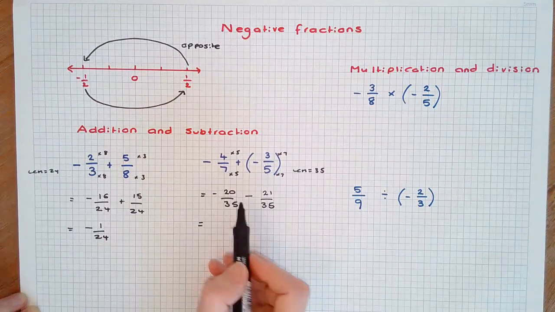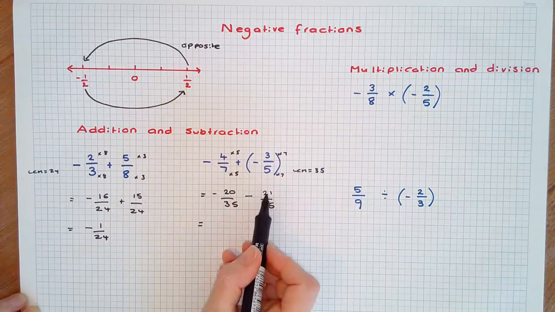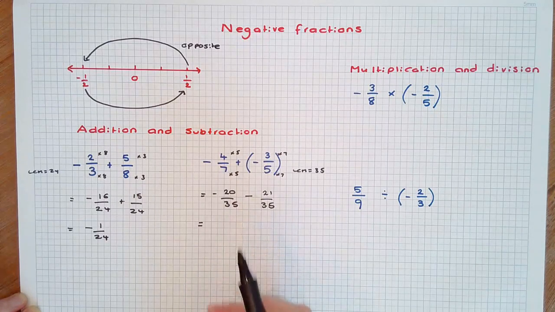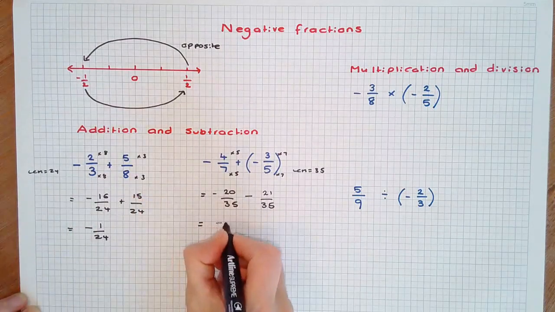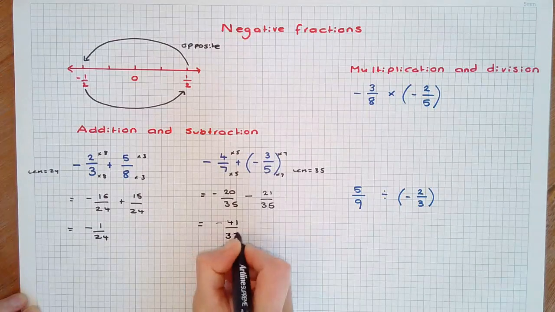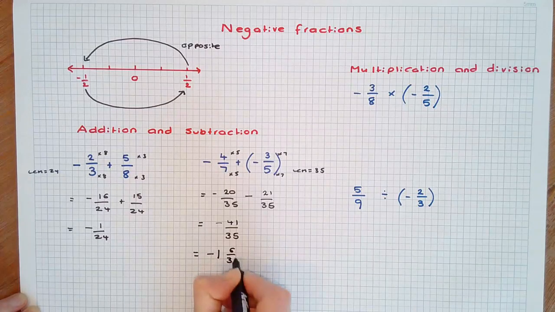If I'm at negative 20 over 35 on a number line and I'm taking away a further negative 21/35s, I'd move to the left on the number line, ending up at negative 41 over 35, which can be converted to a mixed numeral as negative 1 and 6 over 35.